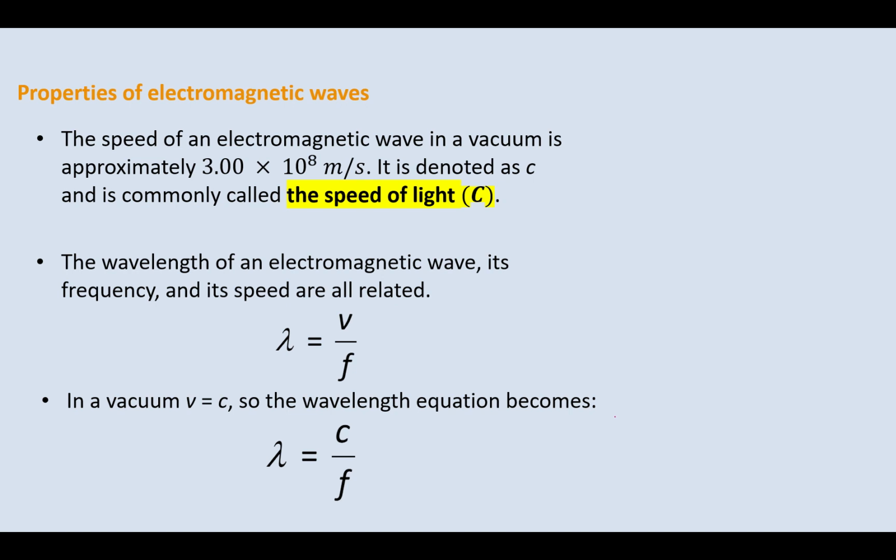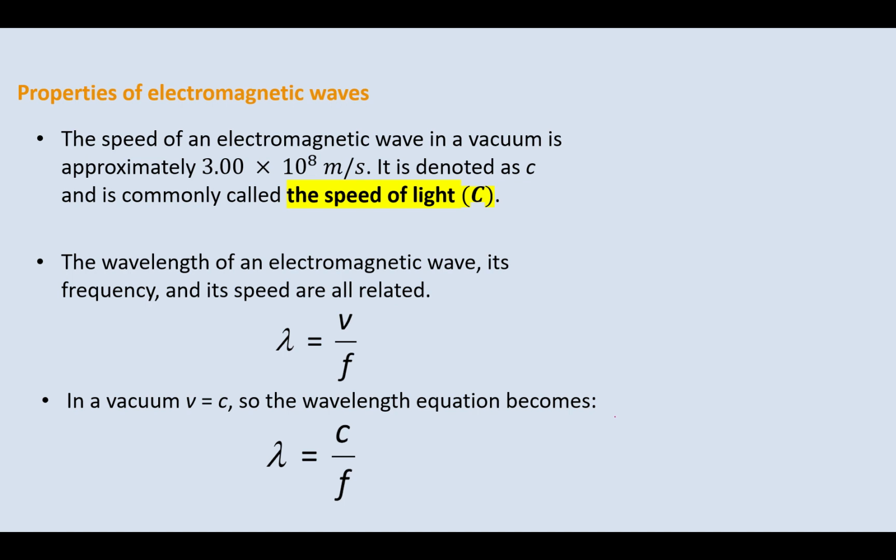Starting with the first objective, the speed of an electromagnetic wave in vacuum is approximately 3 times 10 to the power of 8 meters per second. It is denoted as c, and it is commonly called the speed of light, c. So all electromagnetic waves, regardless of which kind, they all travel at the same speed in space, which is 3 times 10 to the power of 8. And we call that speed, that number, the speed of light. But all other electromagnetic waves have also the same speed in space.